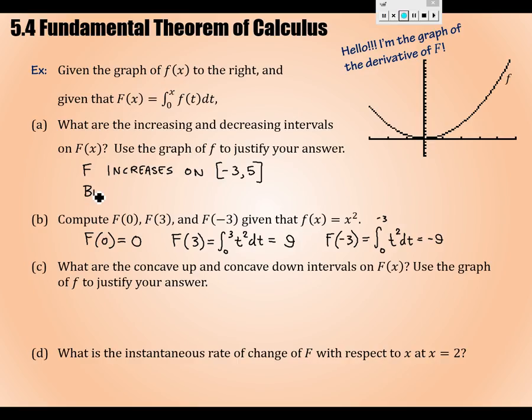So now maybe we can fill this in. Why is big F increasing on the interval negative 3 to 5? Because big F prime, which equals little f, is positive. That is above the x-axis. Yes? That's a good reason. I like that.